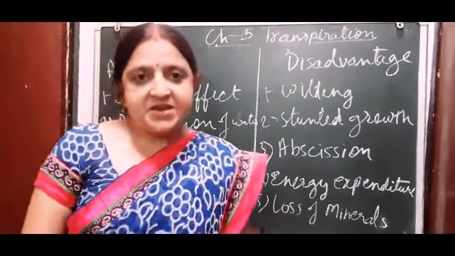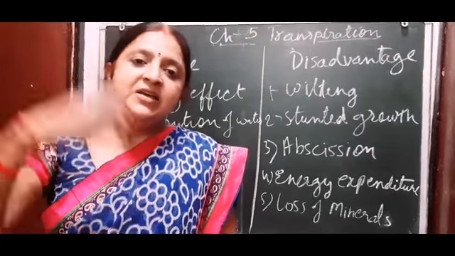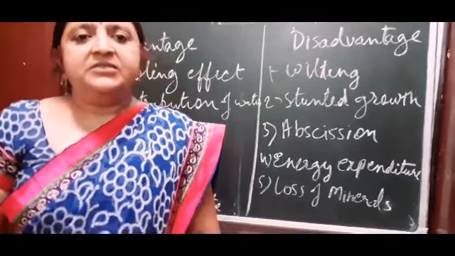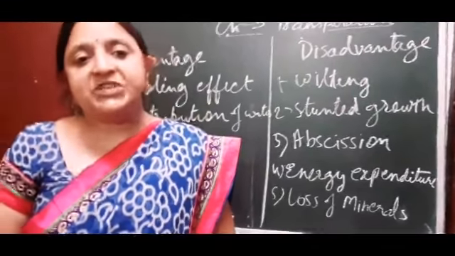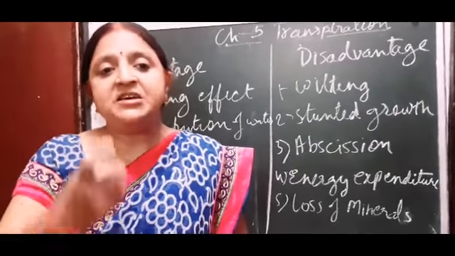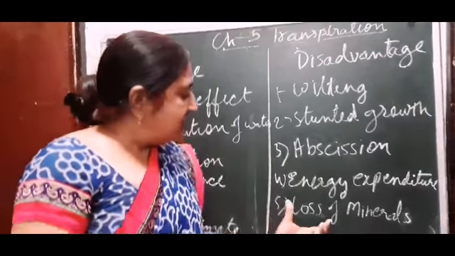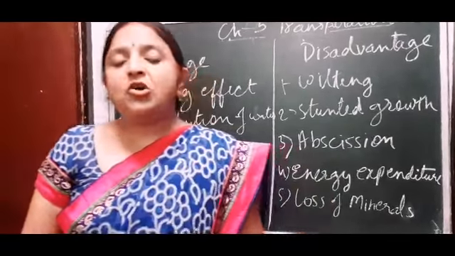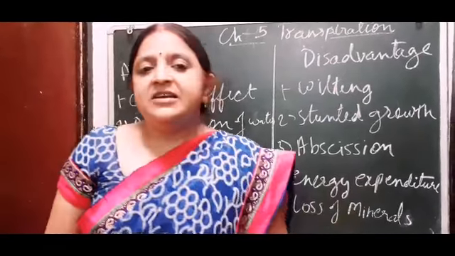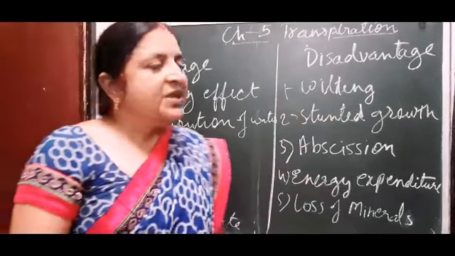Now, loss of minerals. We all know that cells have minerals. Not only water is seen in the ascent of sap, the whole mineral cell sap. Cell sap is a mixture of minerals and water. So with the water, some of the minerals are also lost due to transpiration, and this is a disadvantage of transpiration. These are some disadvantages.